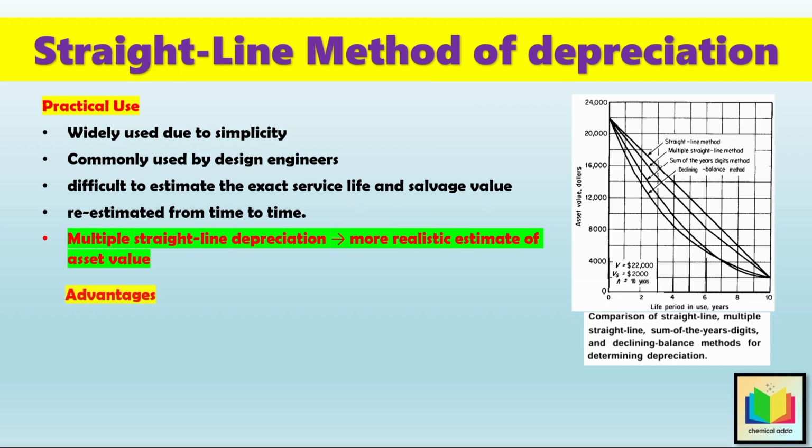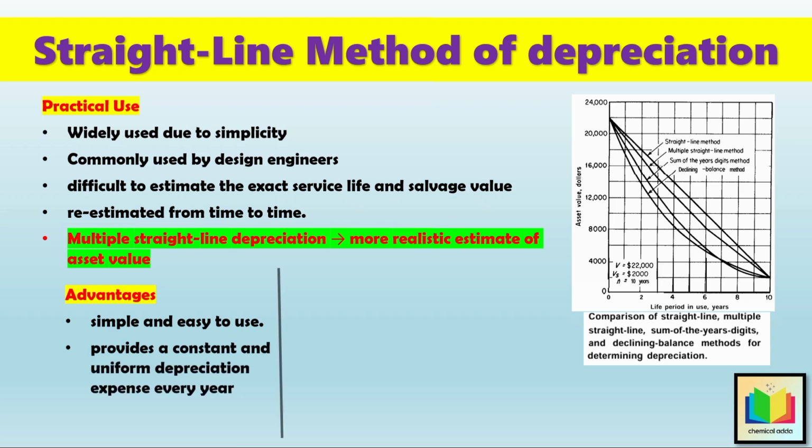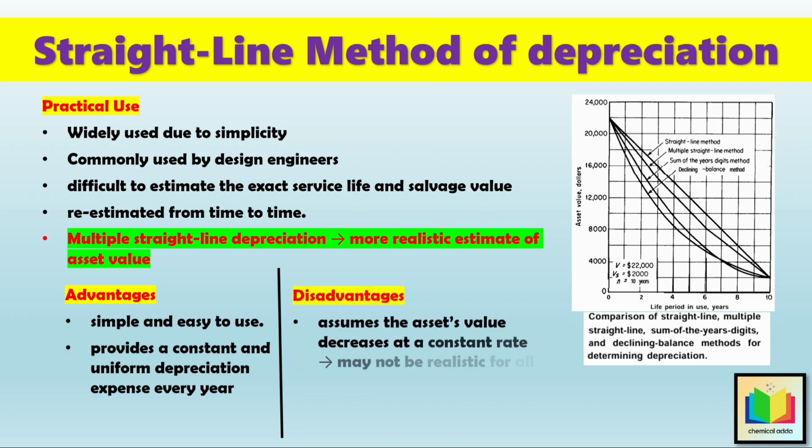Now let us see the advantages. The first advantage is that it is simple and easy to use. The second advantage is that it provides a constant and uniform depreciation expense every year, which makes accounting straightforward. The main disadvantage is that it assumes the asset's value decreases at a constant rate, which may not be realistic for all types of assets. So in this video we clearly understood what the straight line method of depreciation is, the formula for annual depreciation, and how to calculate book value using a solved numerical example.